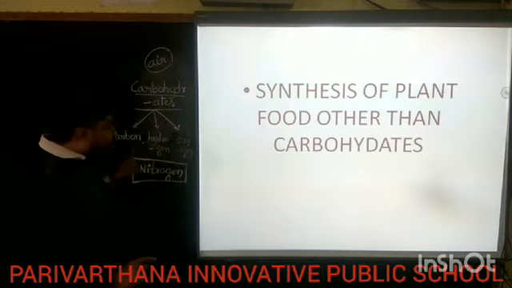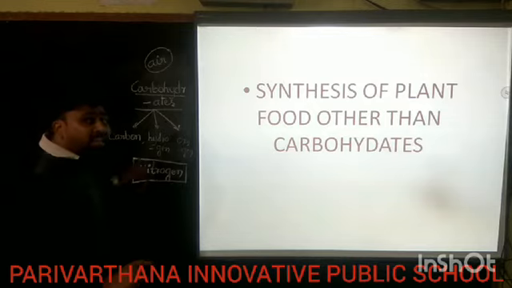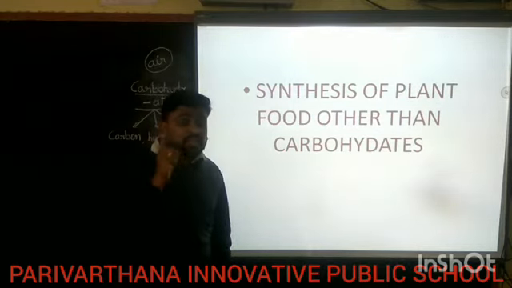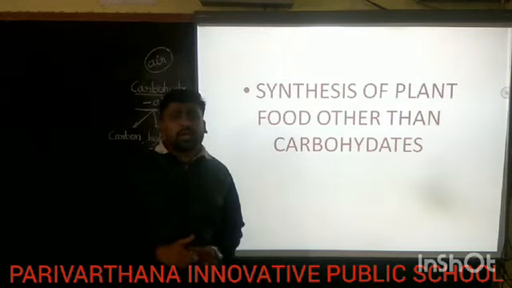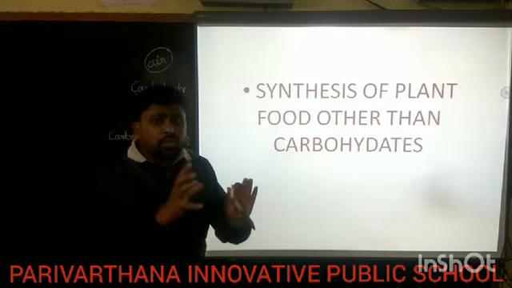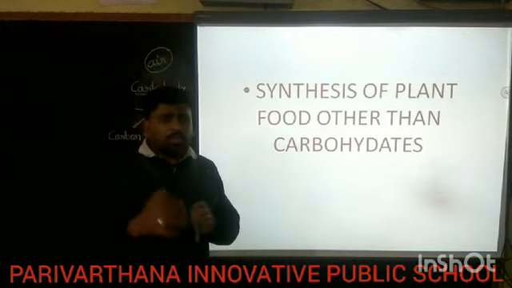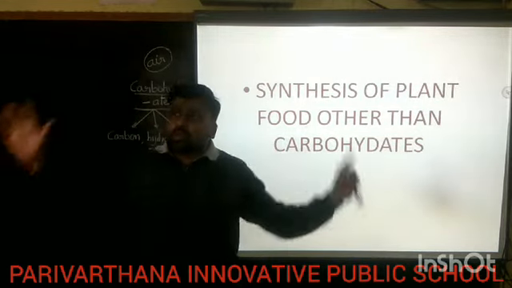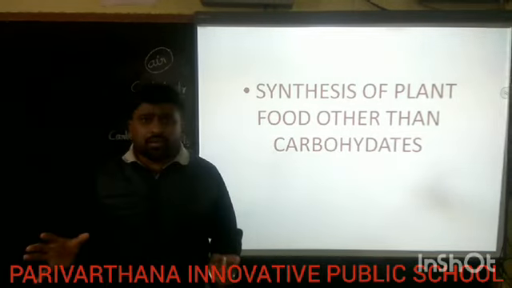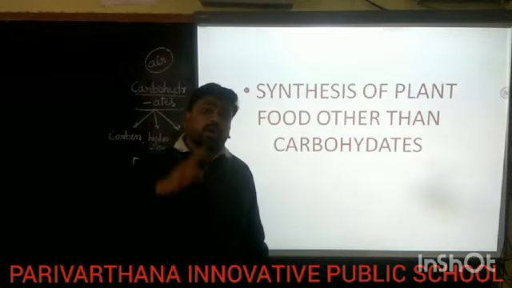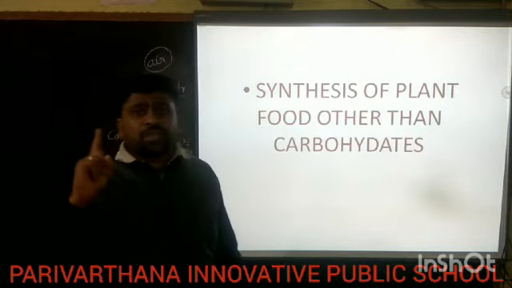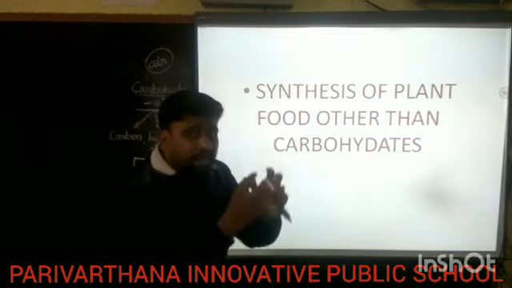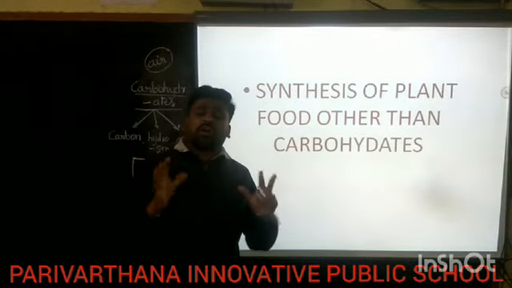Using this nitrogen, the plant or leaf synthesizes proteins. But one thing you have to remember: the leaf cannot absorb the nitrogen present in the air. For example, consider a room. In this room, there is air, and nitrogen is also present in that air. The plant cannot absorb the nitrogen in the air. Plants are not efficient enough for that.